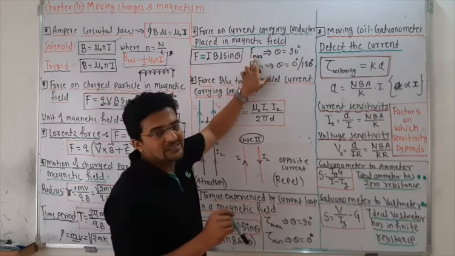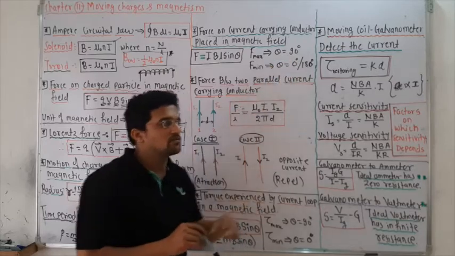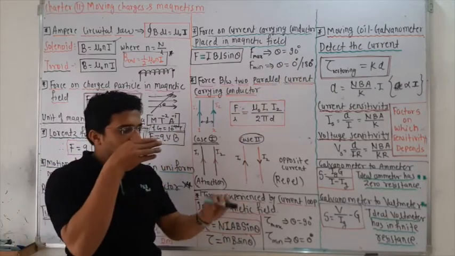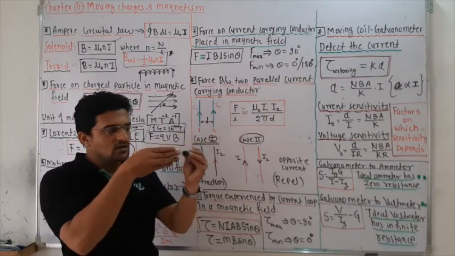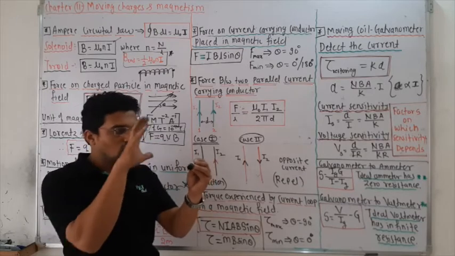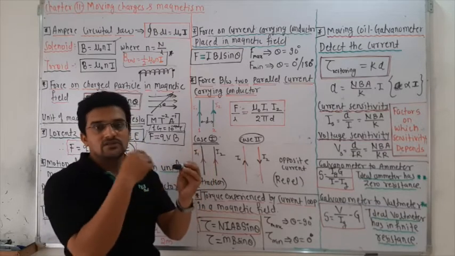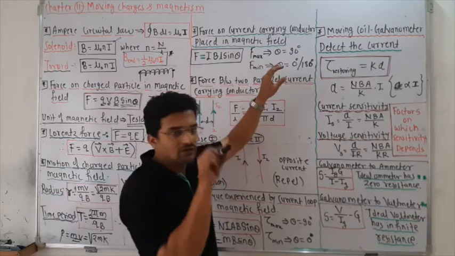The force is maximum when theta is equal to 90 degrees. Suppose the magnetic field is in this direction and you place the current like this, what is the angle between them? 90 degrees. On this condition it will experience the maximum force, so it will deflect more.